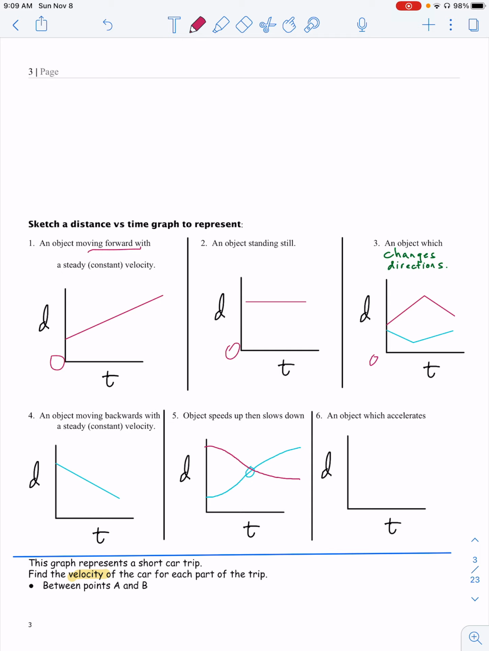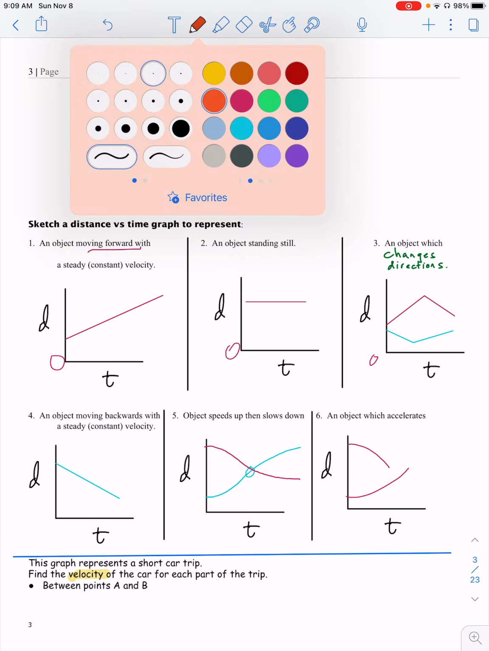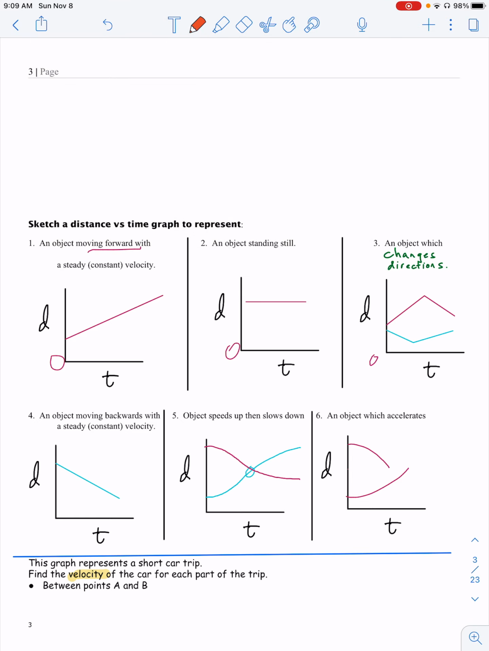An object which accelerates, well, that could be anything. It could be any curved line. Second half of a smile, second half of a frown, first half of a smile, first half of a frown. So any of those lines represent acceleration because they're not straight.